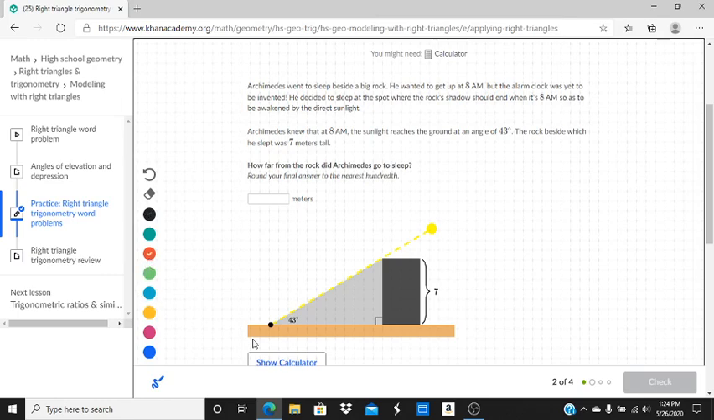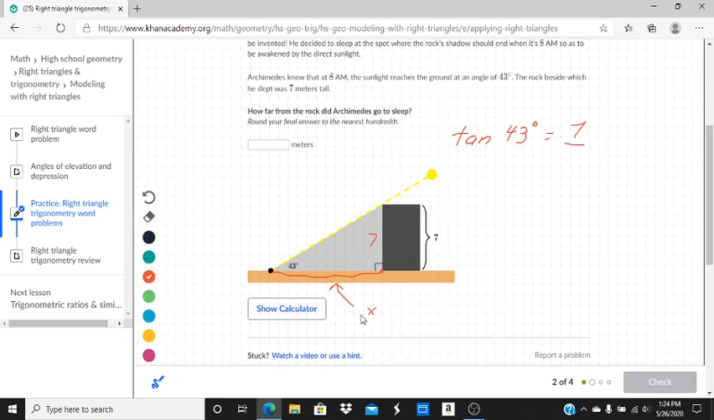So we want to find this length here. We know that this length here is 7, right? And we have this angle. So this is the adjacent side. We have the opposite side. So we can say that the tangent of 43 degrees equals the opposite 7 over this unknown side, which we'll call x.